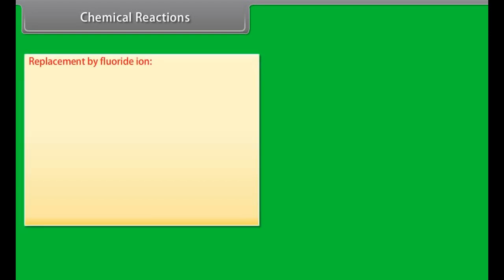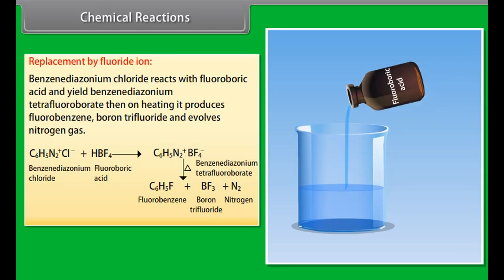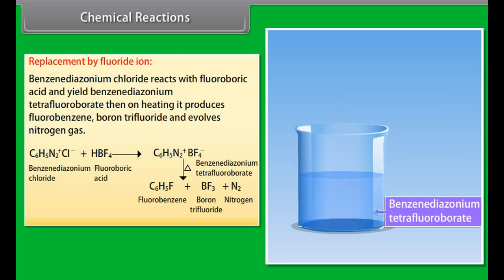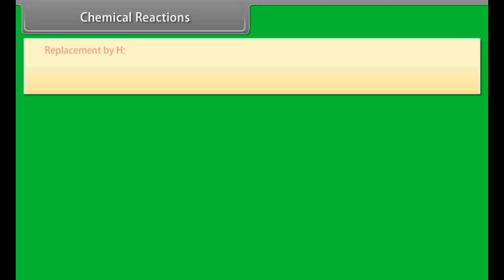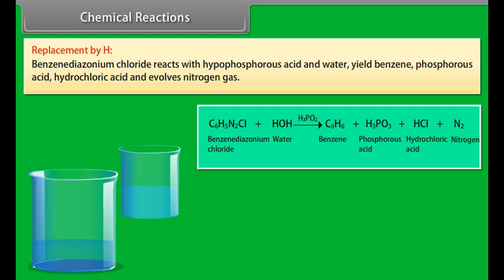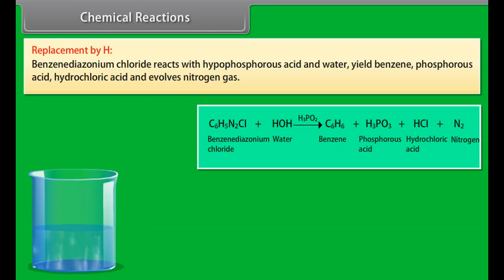Replacement by fluoride ion. Benzene diazonium chloride reacts with fluoroboric acid and yields benzene diazonium tetrafluoroborate, then on heating it produces fluorobenzene, boron trifluoride, and evolves nitrogen gas. Replacement by H. Benzene diazonium chloride reacts with hypophosphorus acid and water, yielding benzene, phosphorus acid, hydrochloric acid, and evolves nitrogen gas.